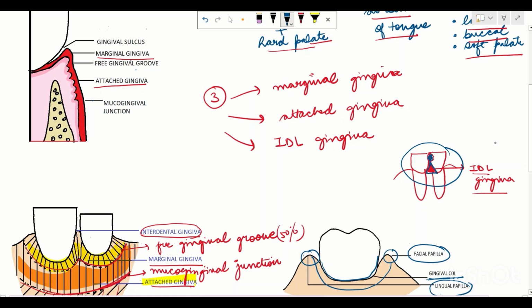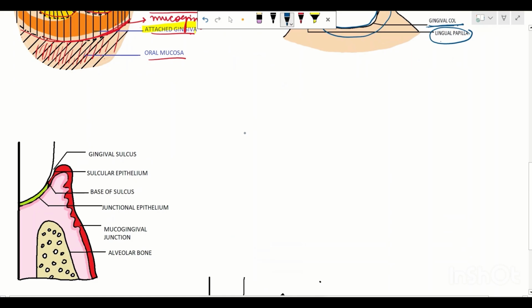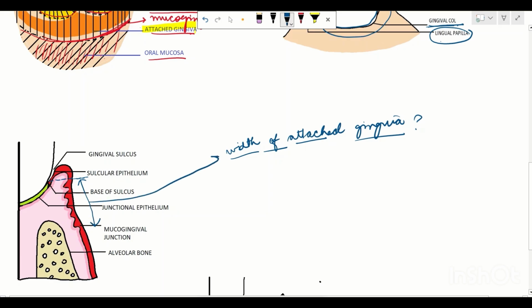Now coming to the width of attached gingiva. Okay, this is important. So what is the width of attached gingiva? It is the distance between the mucogingival junction, as you can see here, this is the mucogingival junction, and the base of the pocket or base of the gingival sulcus. Here, this is the base of your gingival sulcus. The distance from here till your mucogingival junction, this is the width of attached gingiva.